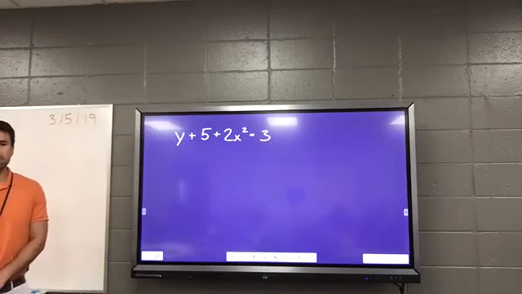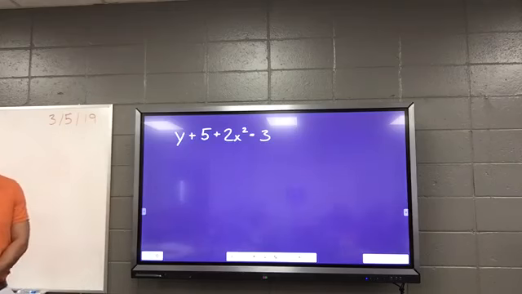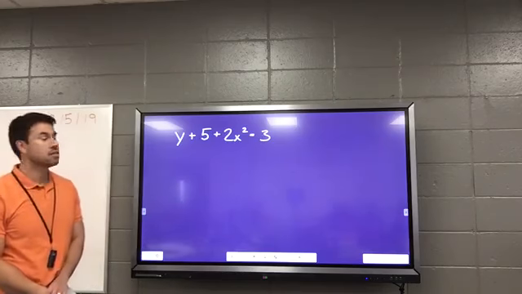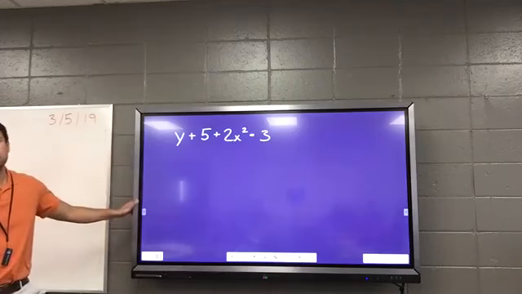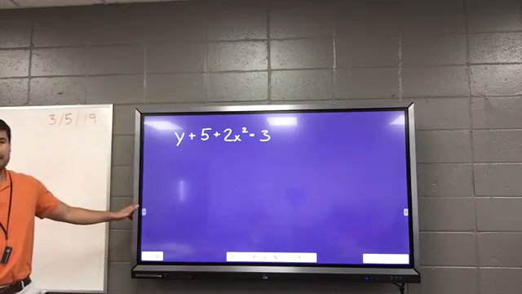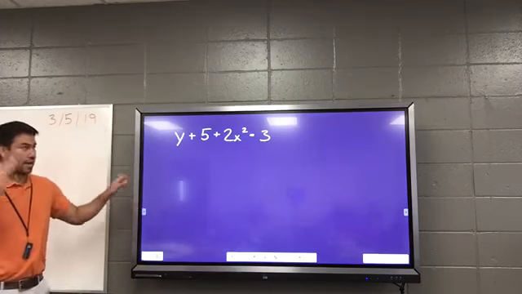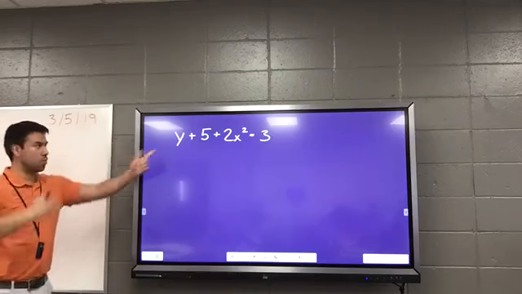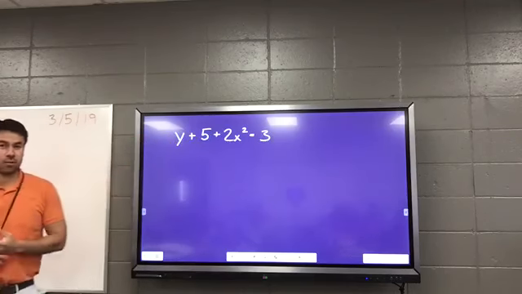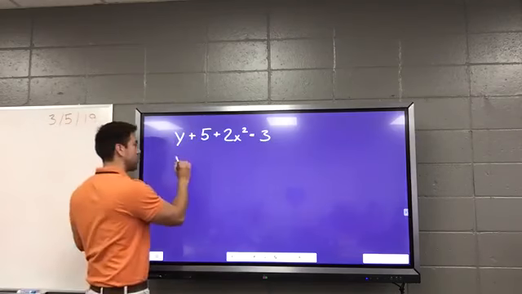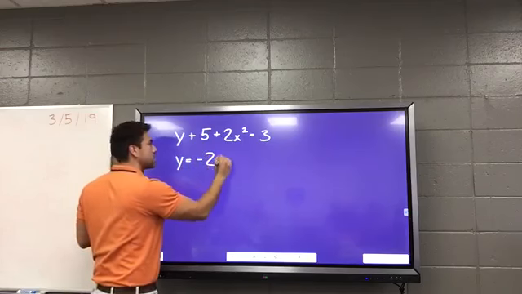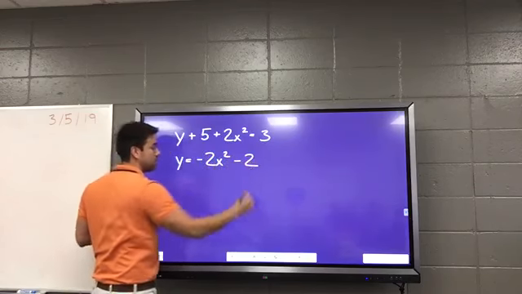Okay, Parker, is this in standard form? No. So how do I get it in standard form, Annie? I subtracted y from both sides and subtracted 3 from both sides. And then what else did you do? So you got negative y over there and 2 over here. Then what else? I multiplied by negative. Okay, so you should have ended up with y equals negative 2x squared minus 2.